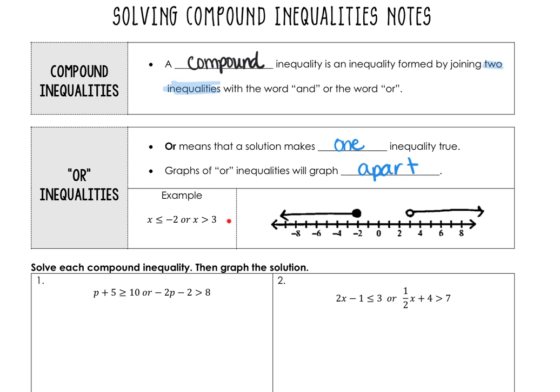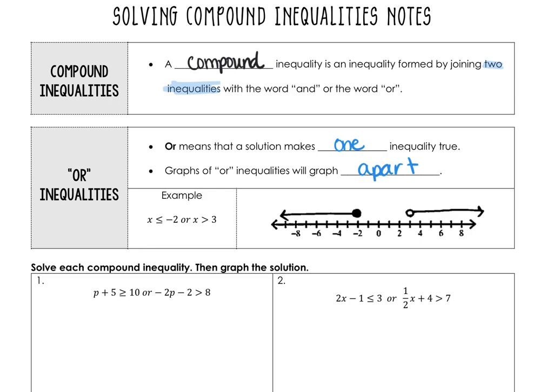So I've given you an example. Here's a compound inequality joined by the word or. So we have x is less than or equal to -2 or x is greater than 3. And what you'll notice is when those solutions are graphed on the number line, those arrows are pointing in opposite directions. So they're graphing apart. And that will always happen with an or inequality. So if you go to graph an inequality that's connected with the word or, and those arrows aren't pointing in opposite directions, you'll know you've done something wrong.